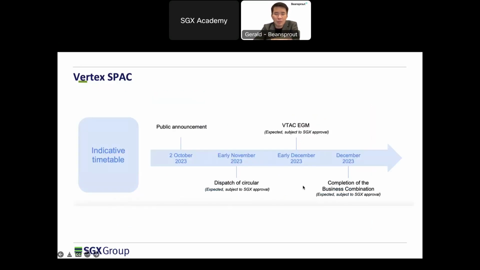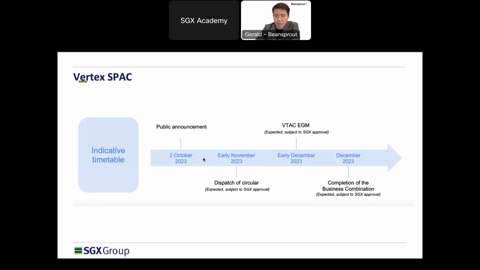For now, what we do have is a picture of the timeline. The public announcement was made on the 2nd of October. With that, we will be awaiting the dispatch of the circular, which is subject to SGX approval. If the approval is received, it is expected to be in early November 2023. Thereafter, we will have the EGM, where shareholders will vote whether or not to approve the business combination.